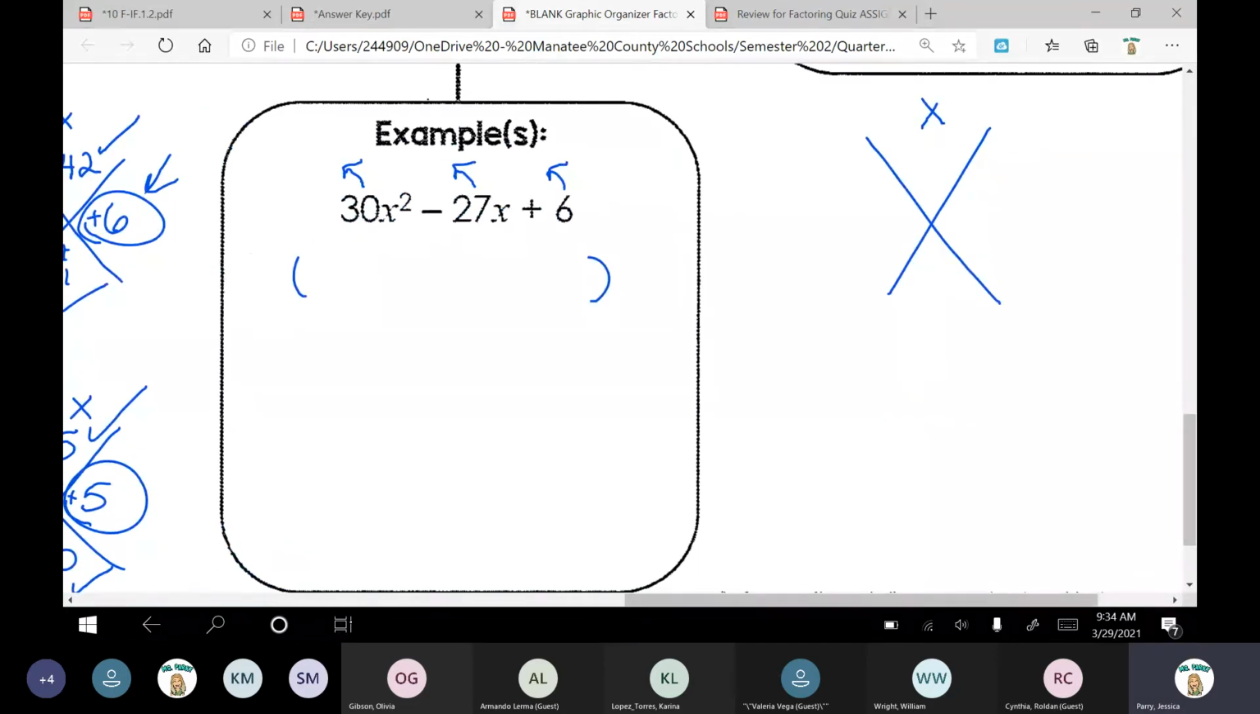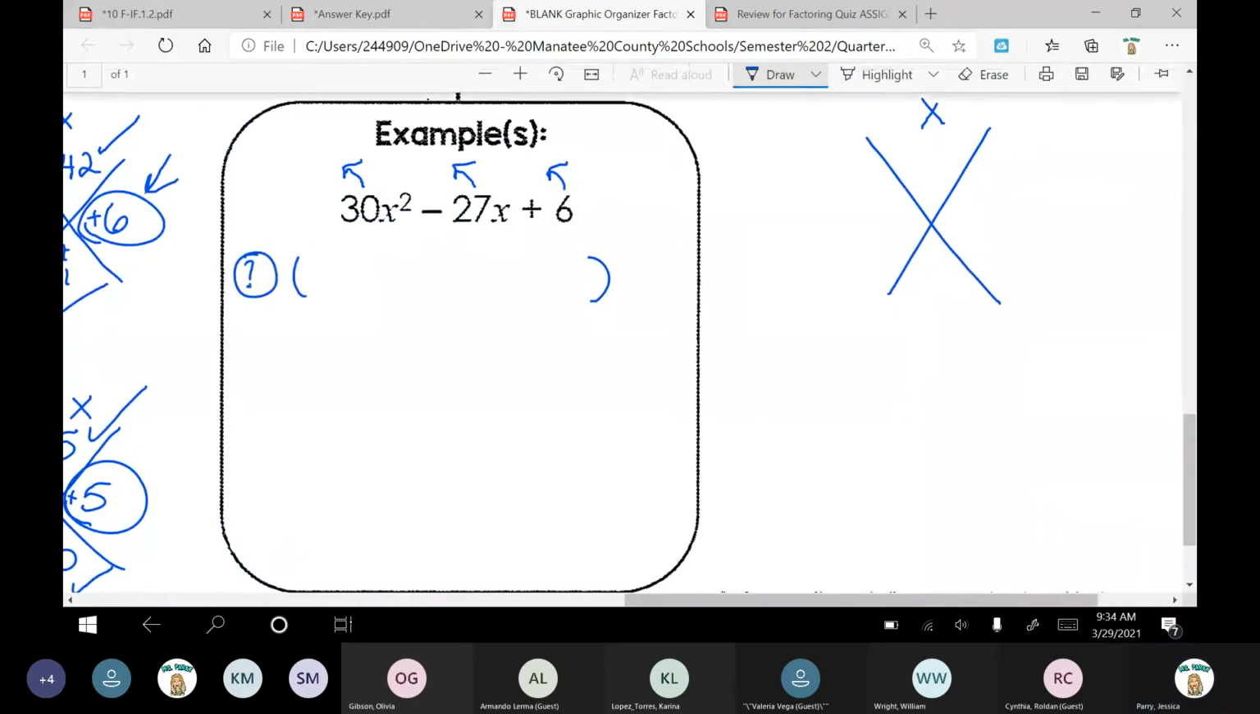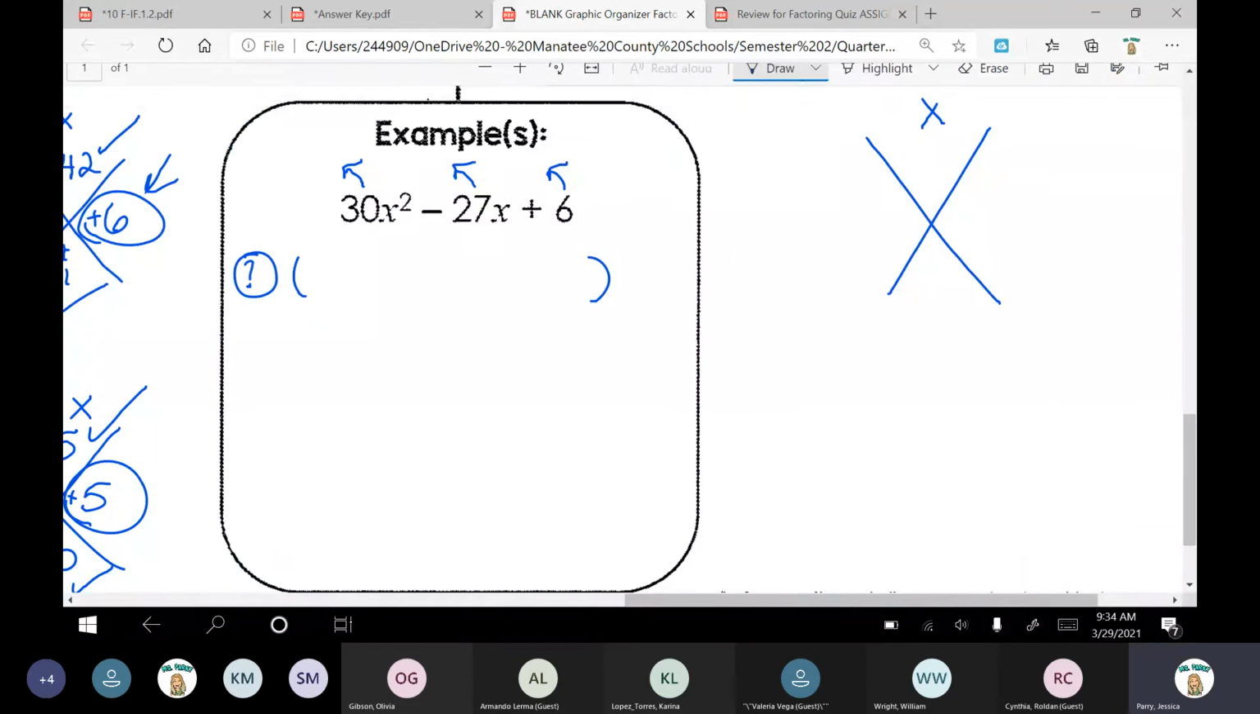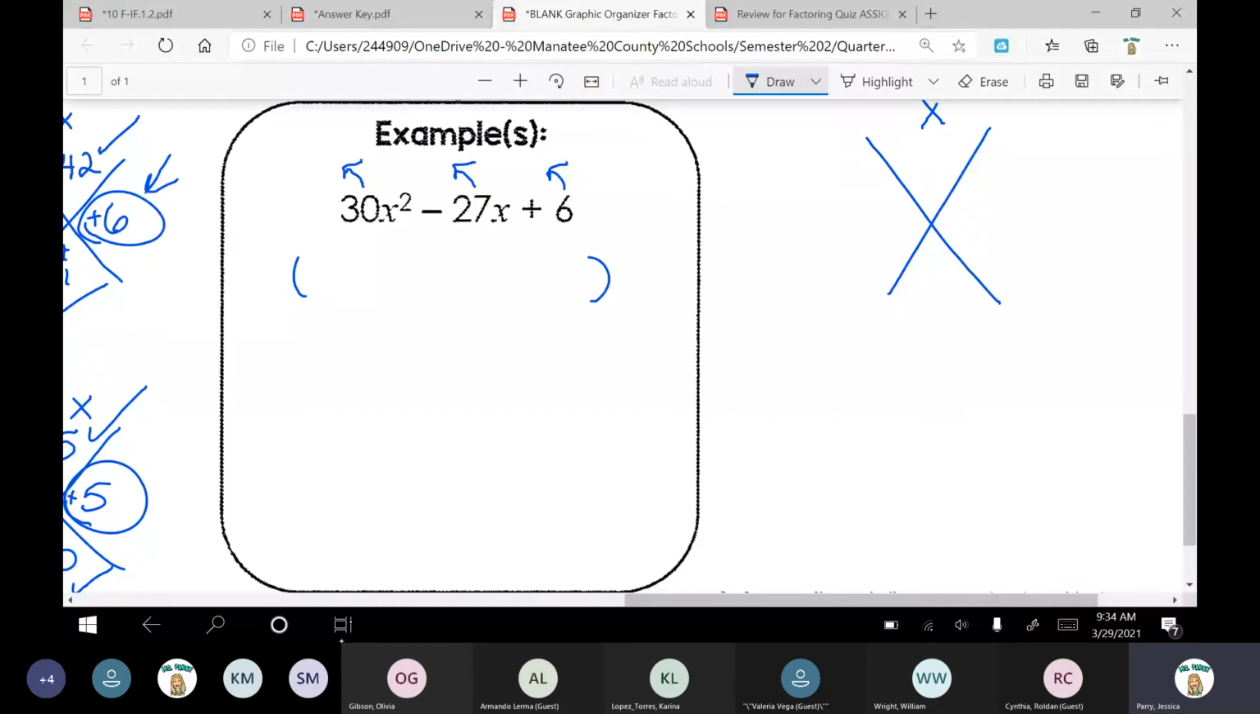Let's see. 30 divided by what? Negative 27 divided by what? And then 6 divided by what? Okay, we can divide all of these. The GCF for all of these would be 3. Perfect. I see someone write it in there. So let's go ahead and divide.